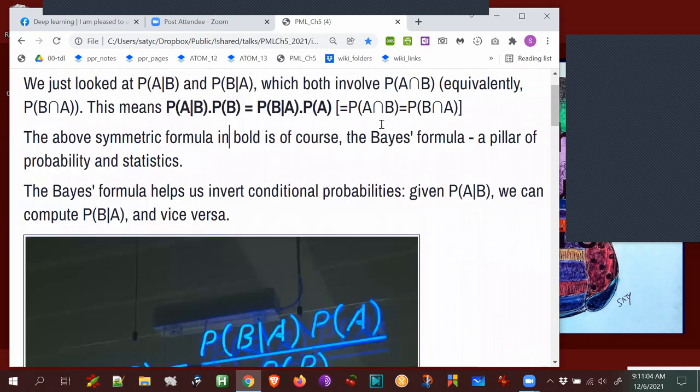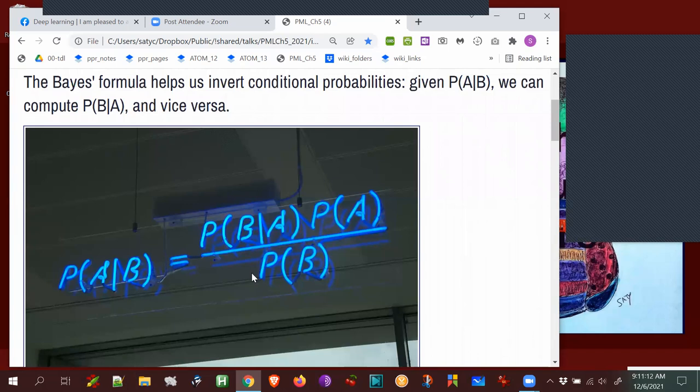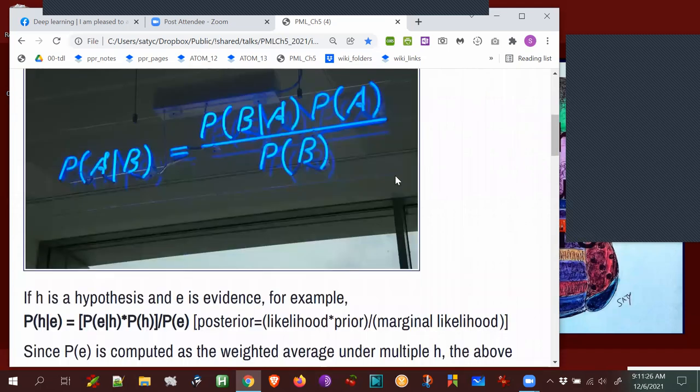All right, so this is a pillar of probability and statistics. It's everywhere. And the main thing that it does is it lets you invert this whole conditional probability. So if you know B conditioned on A and you know these other things, you can then turn around and make it A conditioned on B. So it seems pretty manageable. It's wonderful. All right, so then you can go back and forth. Know three terms and compute the fourth.